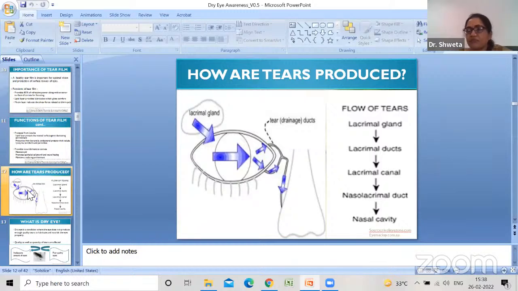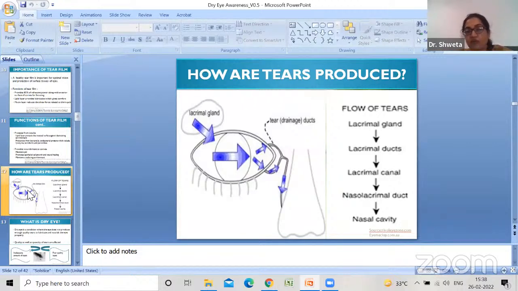Now, a brief information about how the tears are formed in the eye. On the outer side of the eye, there is something called the lacrimal gland just below the orbital margin. From this, the tears are produced, and via ducts, they enter the eye from the upper and the outer surface of the eye.